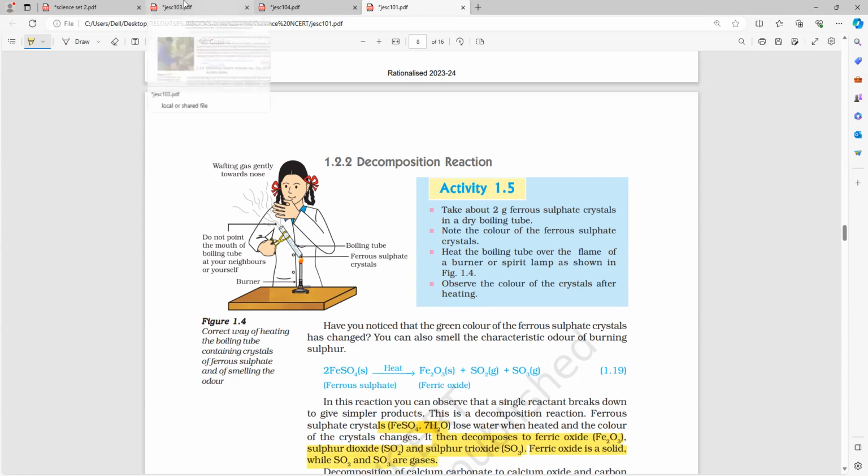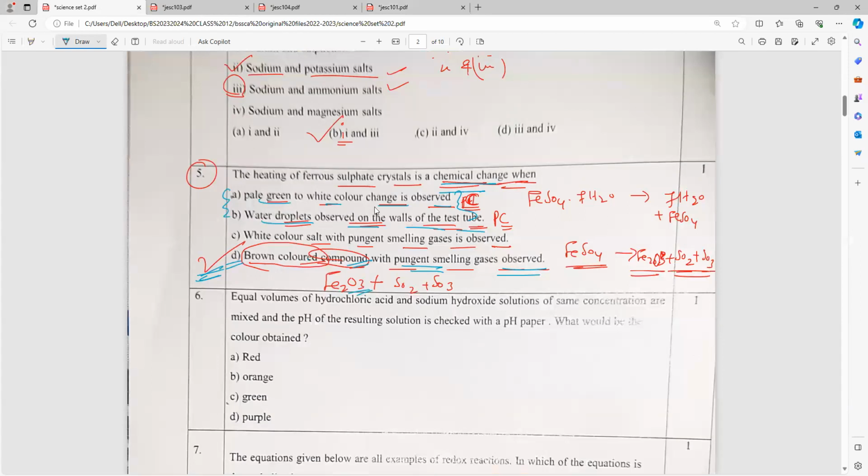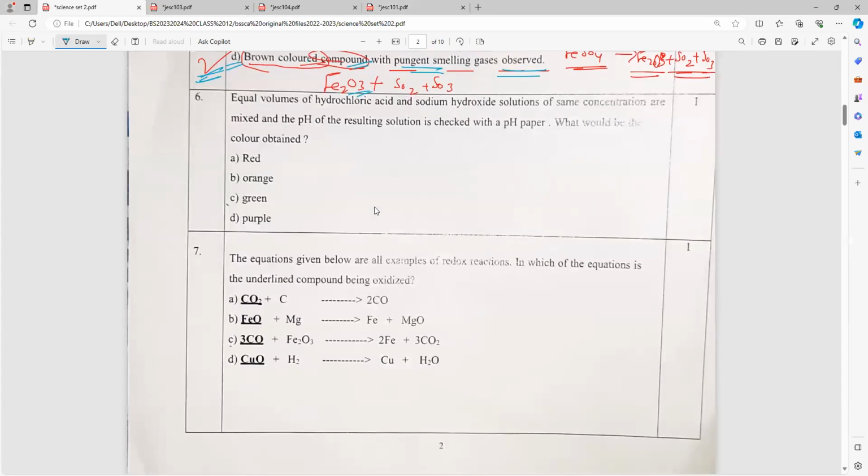Okay, and what is the color of the ferric oxide, everybody? Brown color, reddish. Red brown. Okay, and the odor of burning sulfur is actually what? It is a pungent odor. Okay, so a very bad smell you will get. That's all. Next.